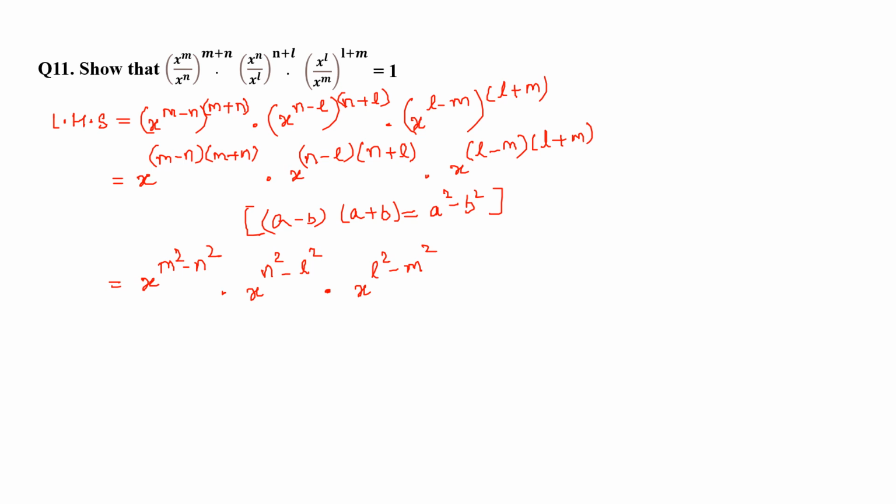Now again, if you see, the base is same and it is multiplied, so you have to use the product law. So x to the power m square minus n square plus n square minus l square plus l square minus m square. So plus m square and minus m square cancel out, minus n square plus n square cancel out, and minus l square plus l square cancel out. So it will be x to the power 0, which is 1, and that is equal to your RHS, isn't it?